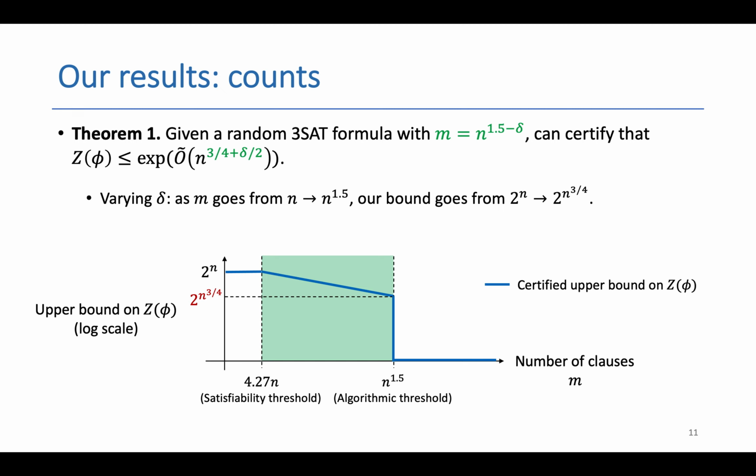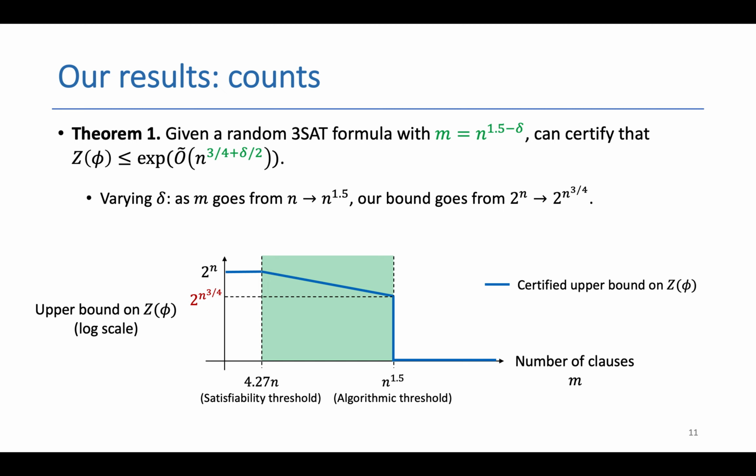So, in particular, our algorithm does have some sort of smooth interpolation between the SAT threshold n and the refutation threshold n to the 1.5. And the interpolation happens between 2 to the n and 2 to the n to the 3 quarters. But beyond n to the 1.5, there is a sharp drop in what you can certify. In particular, you can refute, and you get a sharp drop from exponential in n to the 3 quarters to 0.